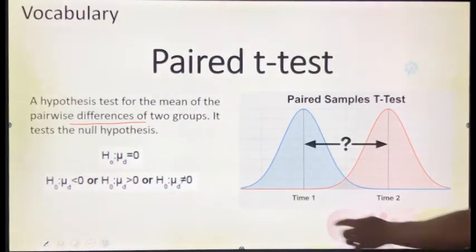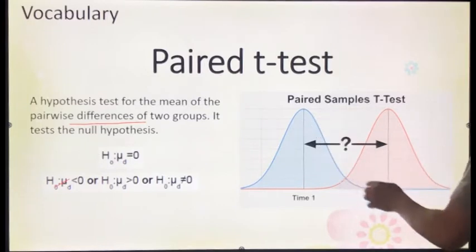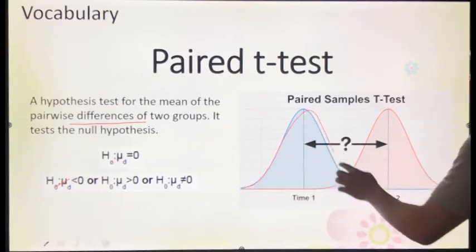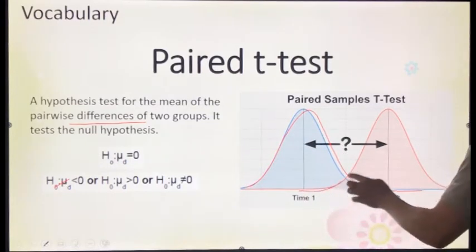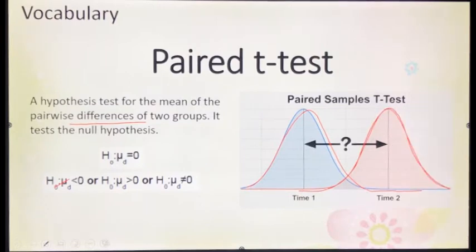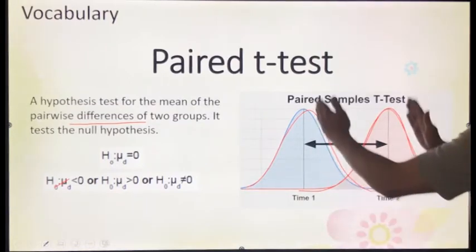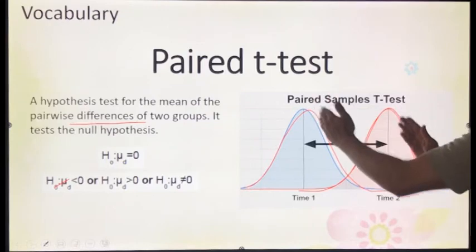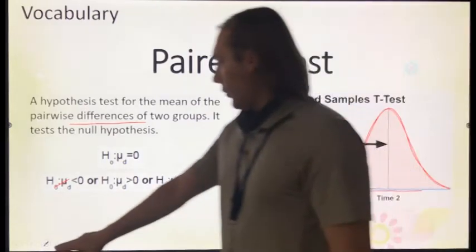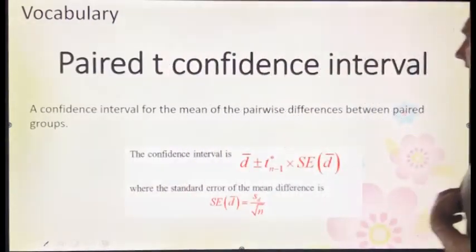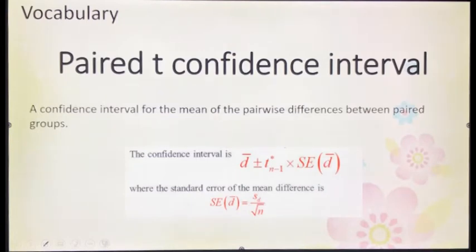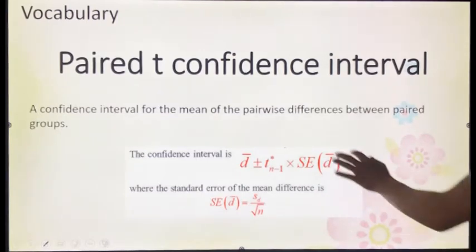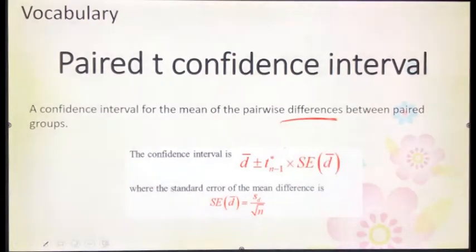So I have one data result. Let's just say this is my test before the training, and this is my data of my jump after the training. And I want to test the differences of the two here. With a t-test, we also have a confidence interval. A confidence interval for the mean of the pairwise differences, keyword again, between the paired groups. And here's our formula and how we calculate the standard error.